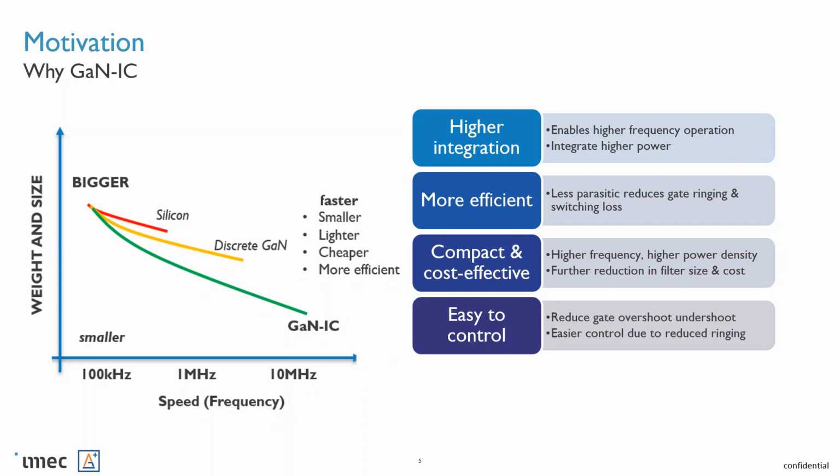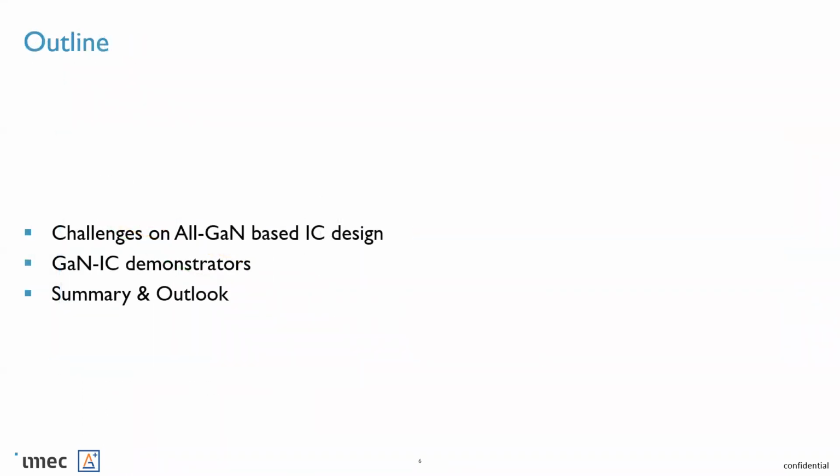And then because of the reduced gate overshoot and undershoot, it's easy to control and leads to a robust circuit. So we are convinced that if you want to utilize this gallium nitride technology in power electronics applications, it's best to monolithically integrate it. And that's how we have started working on GaN-IC.